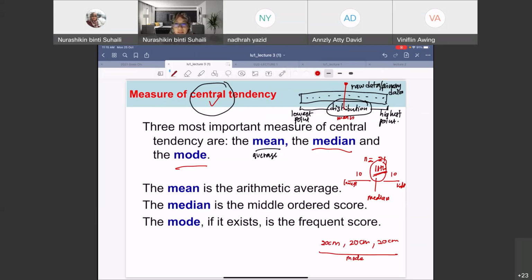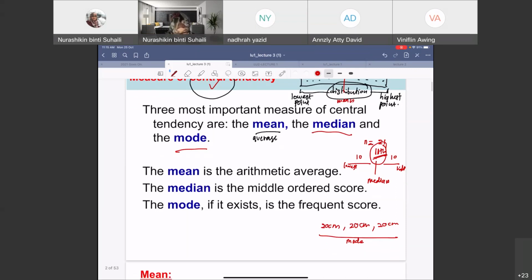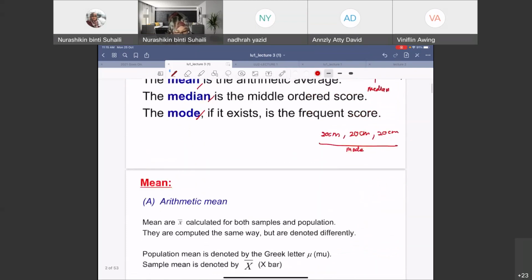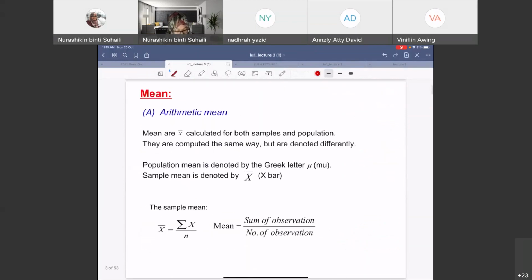It is also related to the central kind of things. So that's why it is categorized under central tendency. Okay, so I'm sure that all of these parameters or terms you have come across, so it's just a revision for you. Mean is average, in other words, it is average. So to find the mean, this is the formula: the sum of observations divided by the number of observations.